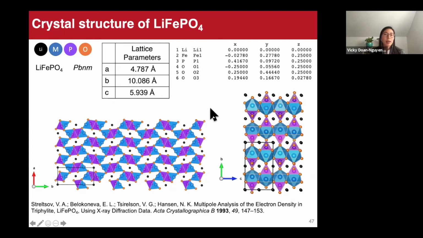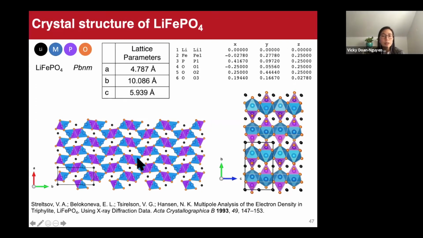So for the third type of material, you see here lithium iron phosphate. So it's a polyanionic material, and you can see that it's orthorhombic. So all the angles of the unit cell are 90 degrees. The lattice parameters are all different. A is 4.787 angstrom. B is 10.086 angstrom. C is 5.939 angstrom. And the ions are listed at these fractional coordinates within the unit cell.